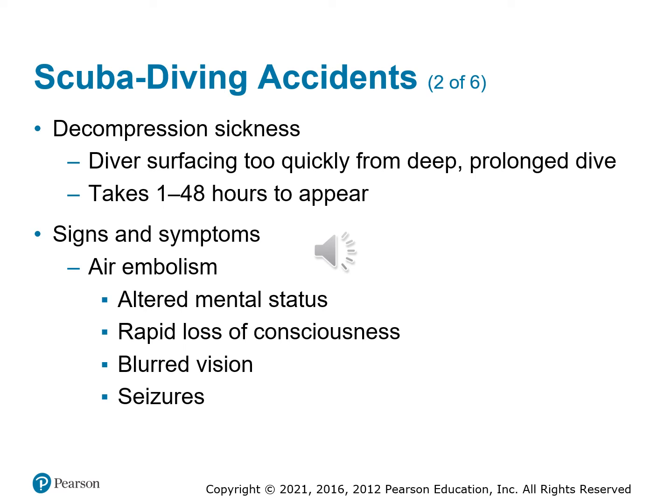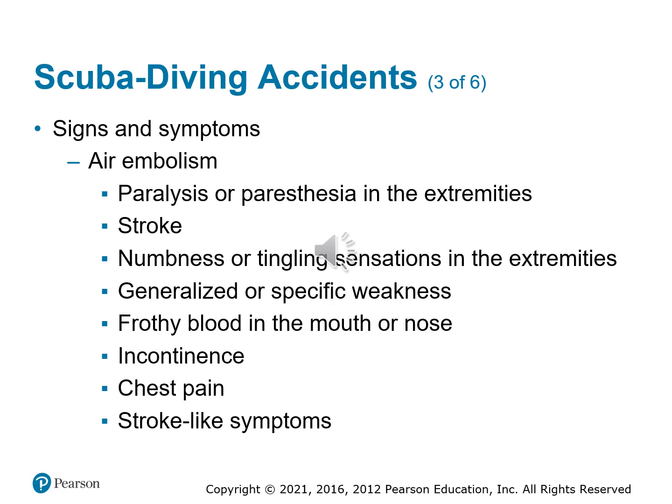With the air embolism, you're looking for the potential for altered mental status. They may have a sudden rapid loss of consciousness. They may have blurred vision and or possibly seizures. Continuing with the air embolism, you may see paralysis or paresthesia within an extremity. There is the potential for stroke because any embolus can cause the potential for stroke. They may have numbness or tingling sensations in the extremities. You may find generalized or specific weakness, so specific meaning perhaps to a specific extremity.